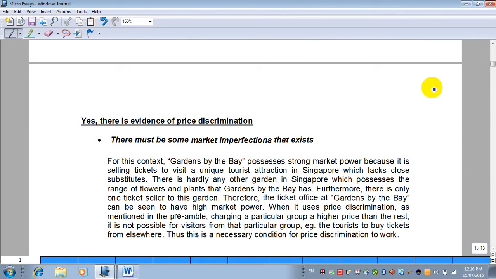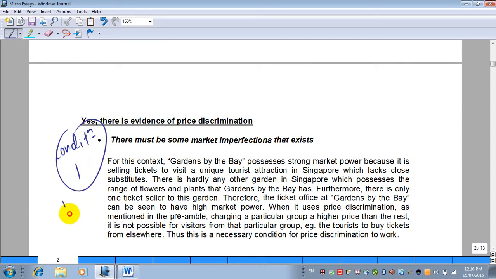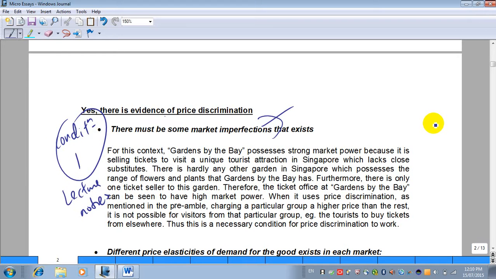So condition 1, and I just want to remind you that this is from the lecture notes, that there must be some kind of market imperfection. There are actually two kinds of market imperfections. Basically we could talk about imperfect information, but here we want to focus instead on market dominance. Most of the time, the market imperfection that exists in price discrimination will be that of market dominance. That is the key one.